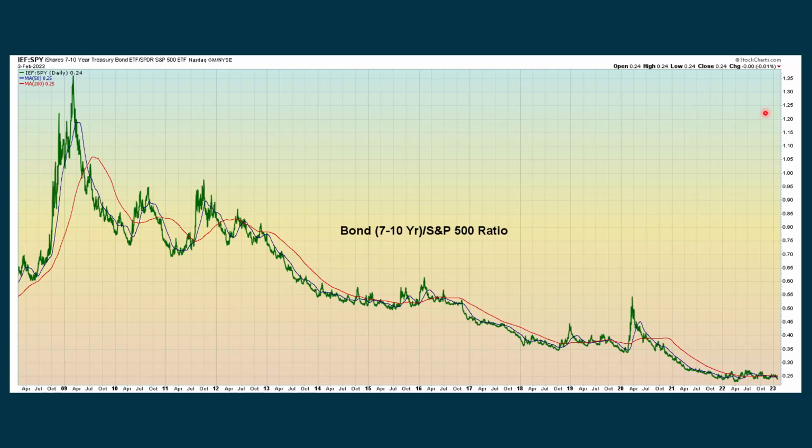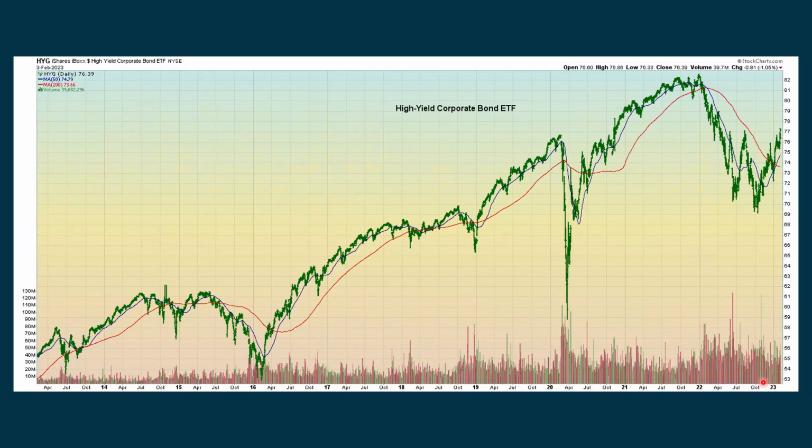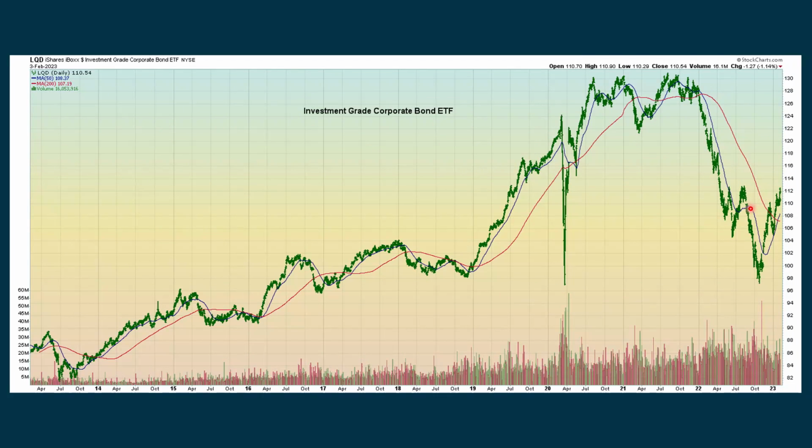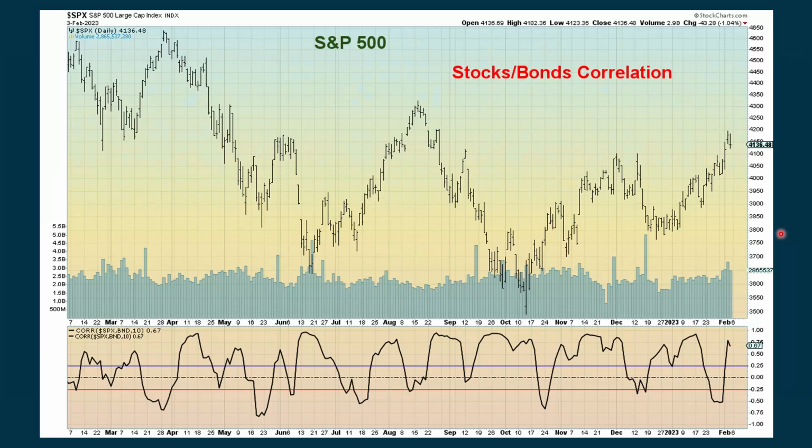Looking at some shorter maturities, the 7 to 10 year compared to the S&P 500, not really seeing any kind of a breakout currently. We've got a lot of inverted yield curves right now, and so things that are happening are not necessarily normal. Here's some high yield corporate bonds. This is an ETF showing that we had a recent golden cross and are in an uptrend. And then this is investment grade corporate bonds, also showing a recent golden cross.